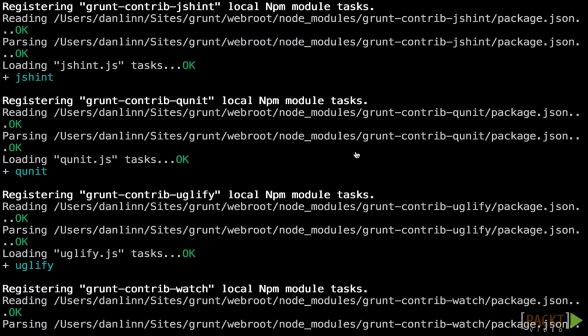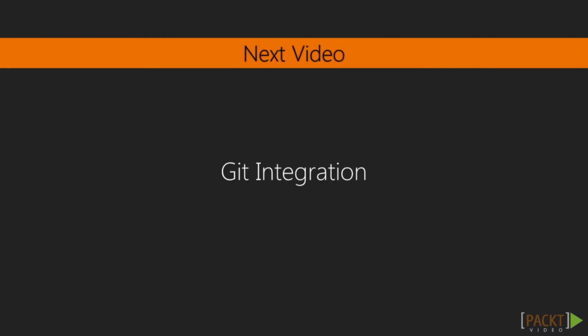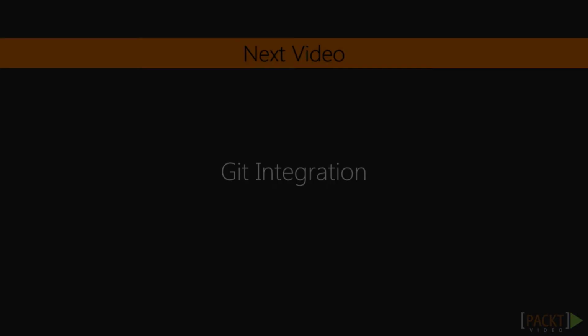And there you go. That's how we create two different targeted packages. In this video, we figured out how to create a clean deployment package by evaluating what we had, chaining our existing tasks together, then adding grunt-contrib-compress to zip the resulting files. In the next video, we'll go over Git integration.